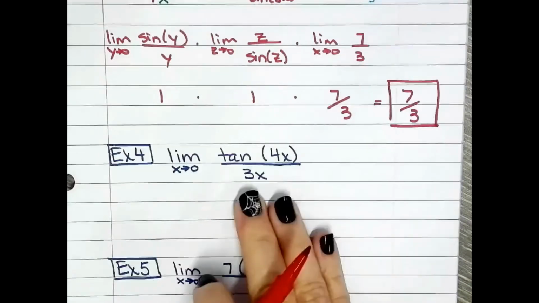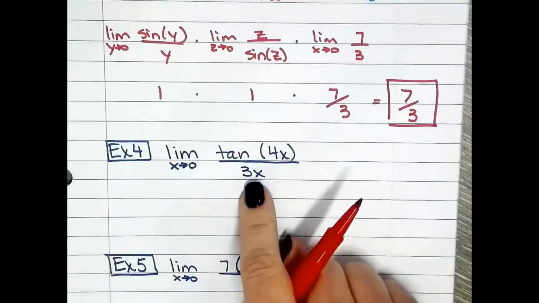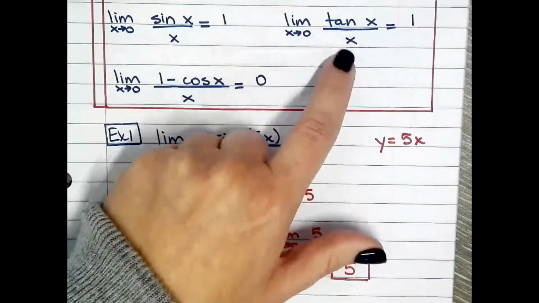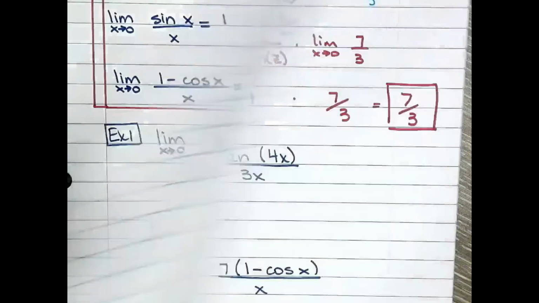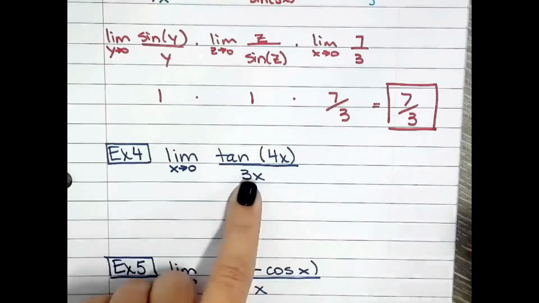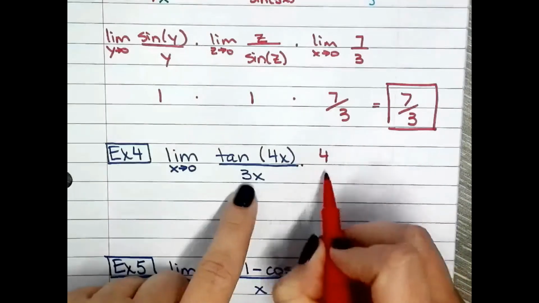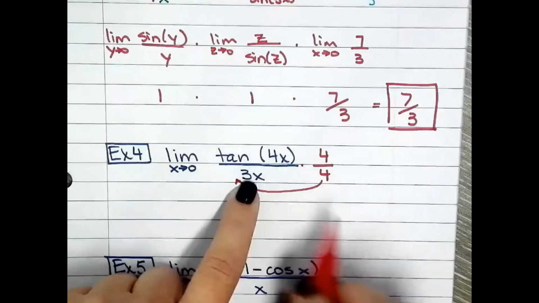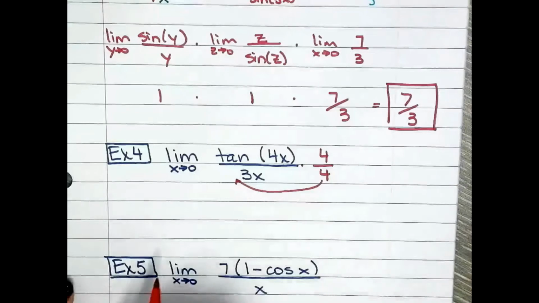Now, tangent of 4x over 3x. I know from over here, if I get tangent of x over x, that will give me 1. And you'll never believe what we're going to do. That's right, we're going to multiply by 4 because I need to have a 4x in the denominator right there. So this 4 is going to go there and then the 3 is going to get out of my way.